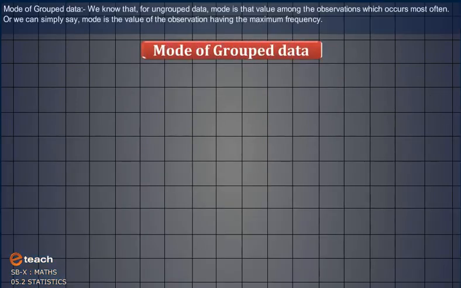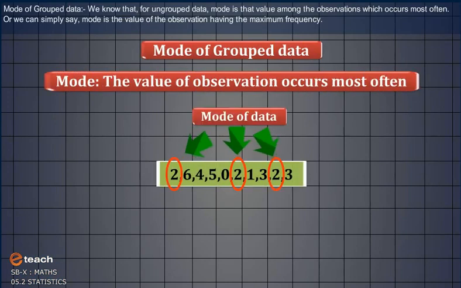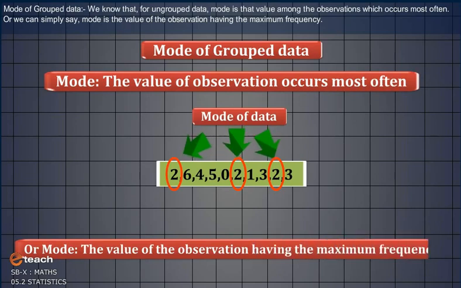Mode of grouped data. We know that for ungrouped data, mode is that value among the observations which occurs most often, or we can simply say mode is the value of the observation having the maximum frequency.